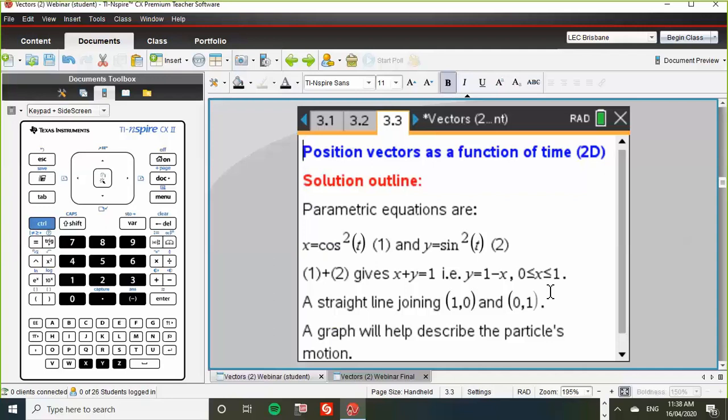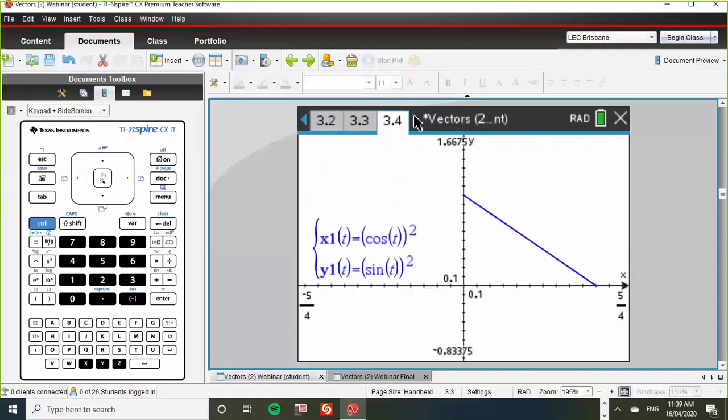The question is, where does it start? Does it start at (1, 0) or does it start at (0, 1)? Well, a graph will help describe the particle's motion. You can also get a sense of where the particle starts from by substituting t equals 0 into your parametric equations. So let's go to our next page.